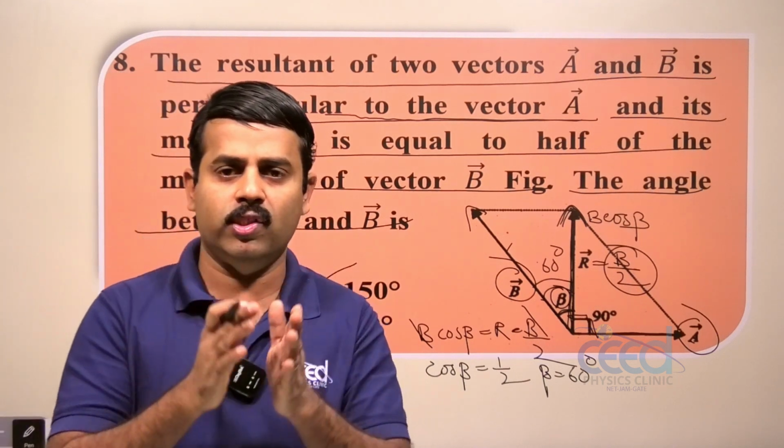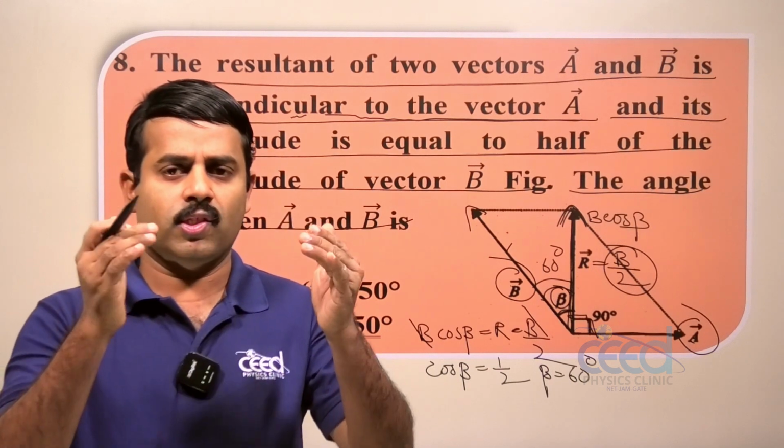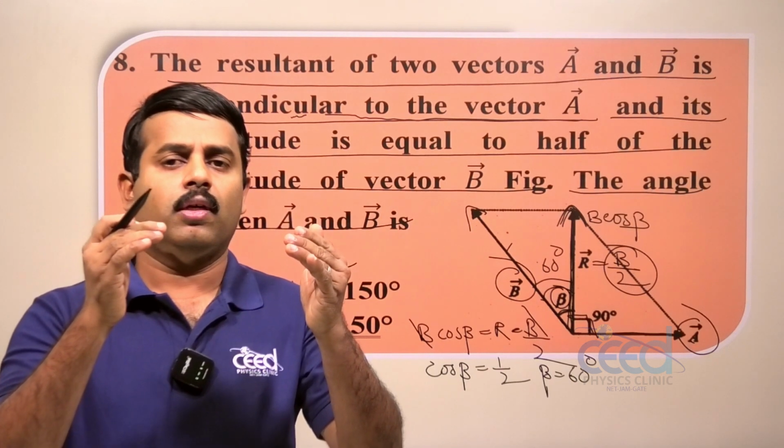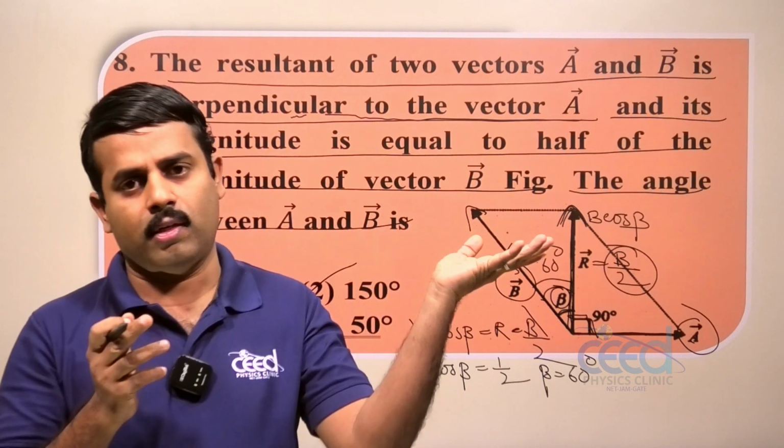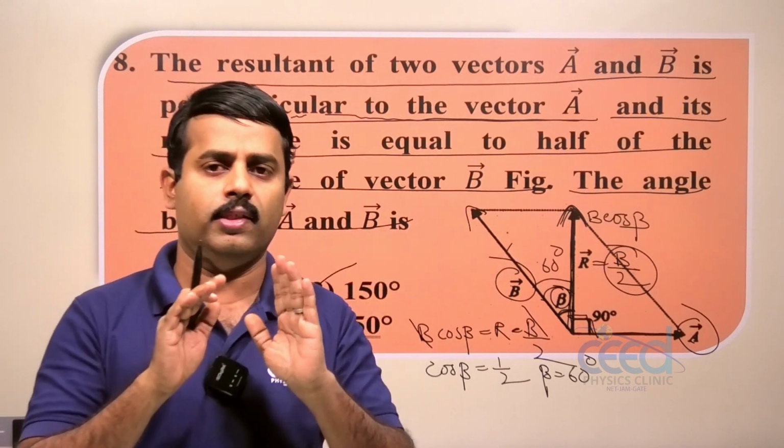So this is all about this section. Now in the next section we will discuss vector triple product and scalar triple product. Alright. Thank you.